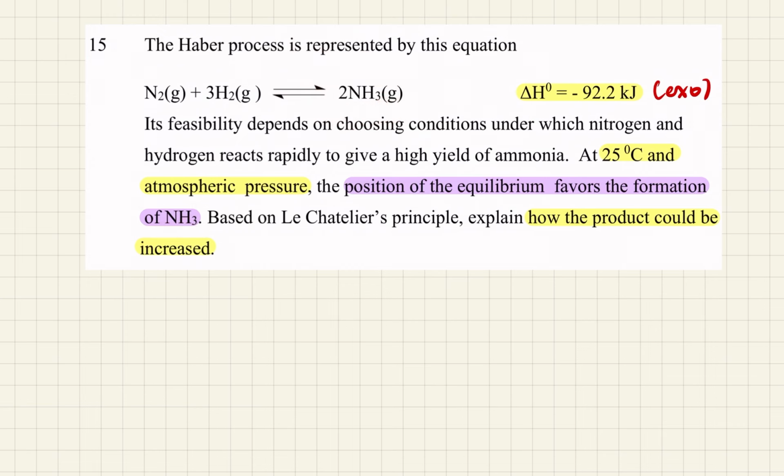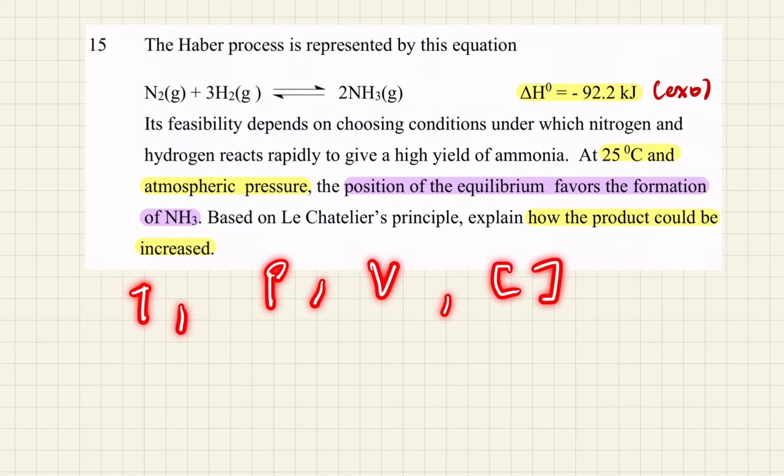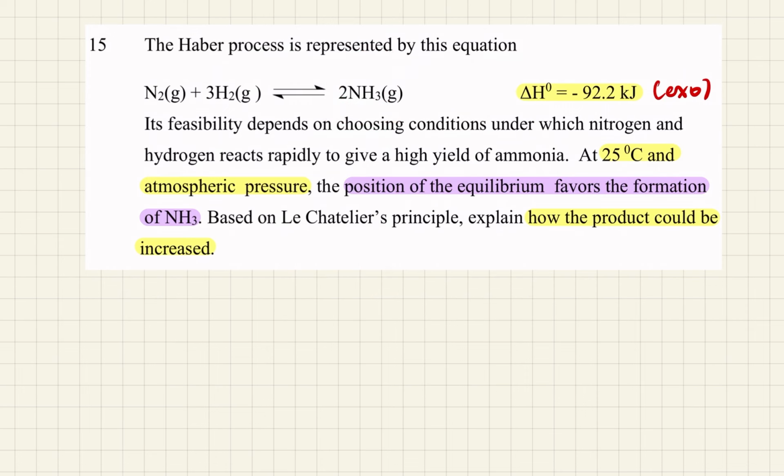So based on Le Chatelier's principle, explain how the product could be increased. Okay, so for this question, kita kena take account of temperature, pressure, volume, concentration of your reactant and product. Okay, untuk naikkan kita punya yield of product. So what can we do?